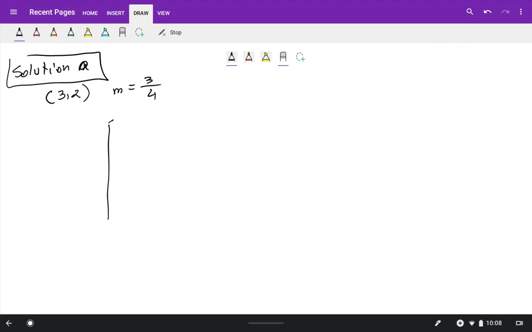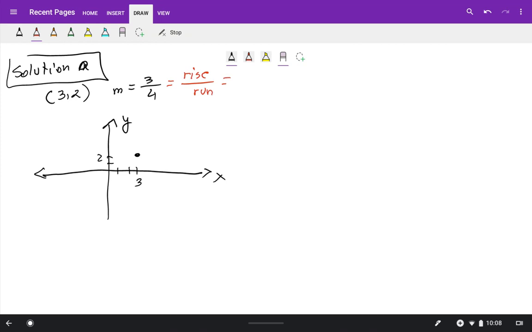So have your coordinate planes. And we're going to start by plugging in the point which is given, 3, comma 2. So we have a point 3, comma 2. Now, what we know about the slope is that the slope is positive, and also slope represents change of y over change of x, which we call rise over run.